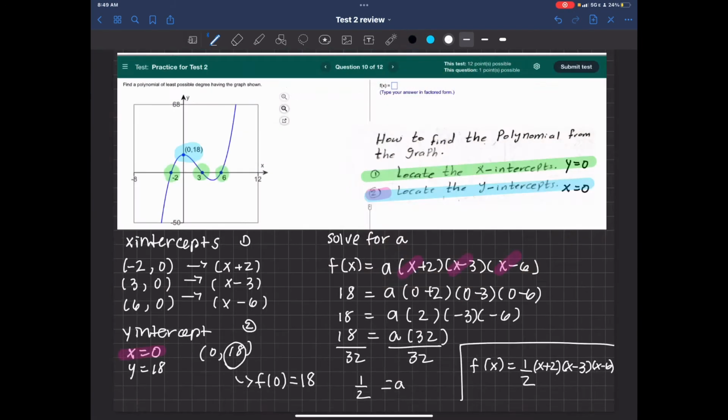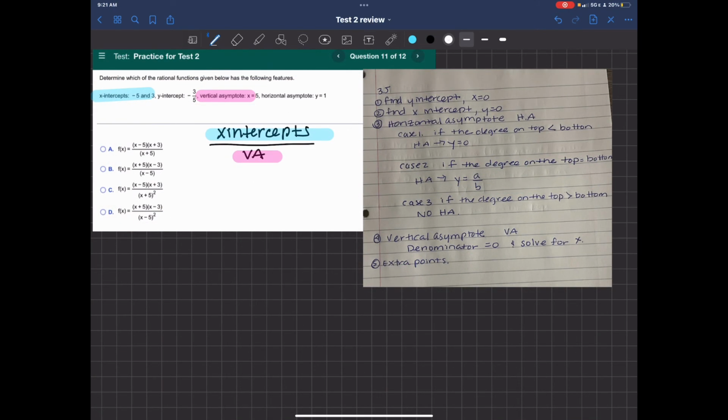This is 3.5, question number 11. So determine which of the rational functions given below has the following features: x-intercepts -3 and 5, y-intercept -3/5, vertical asymptote x equals 5, and horizontal asymptote of y equals 1.